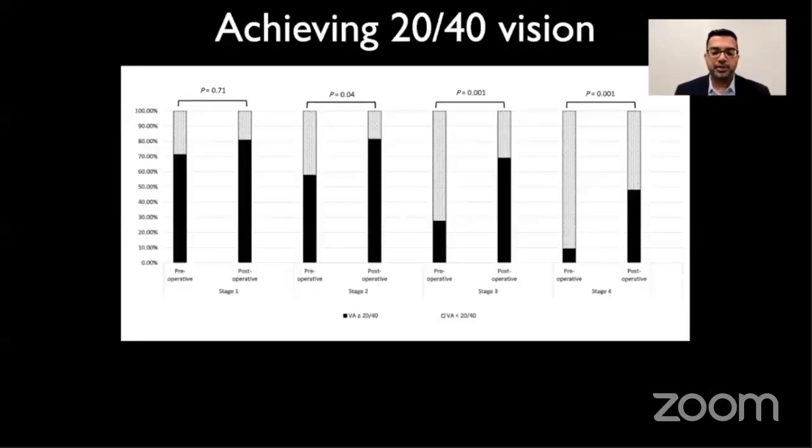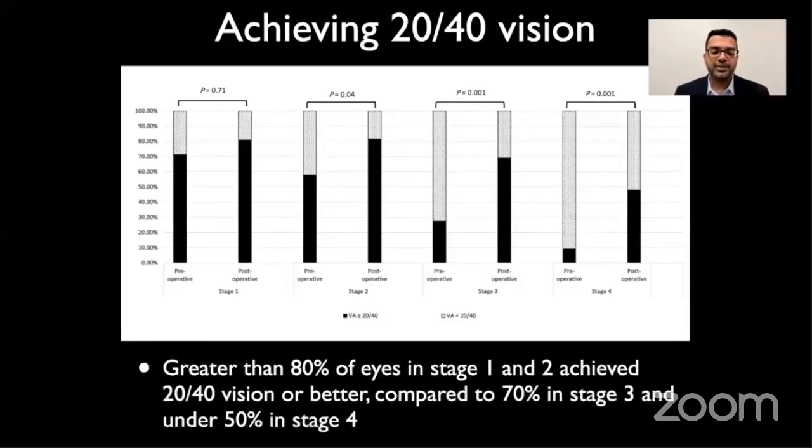We assessed the ability to achieve 20/40 vision or better. We found that ultimately greater than 80% of eyes in stage 1 and 2 achieved 20/40 vision or better, compared to 70% in stage 3 and under 50% in stage 4. So while we did notice a significant improvement in vision in stage 3 and 4 ERMs, the ultimate ability to achieve 20/40 vision was still higher in eyes with stage 1 and stage 2, which brings up the concept of surgical timing. Should we really wait until stage 2 or should we really wait until stage 3 or stage 4 if ultimately they're less able to achieve 20/40 vision?